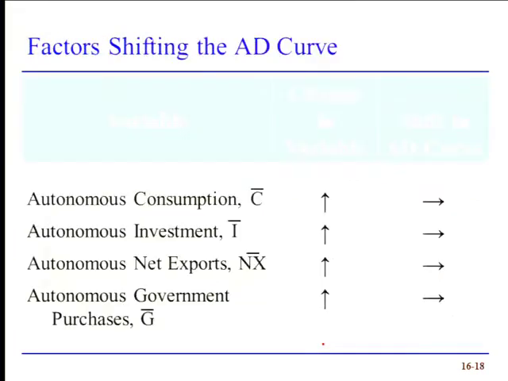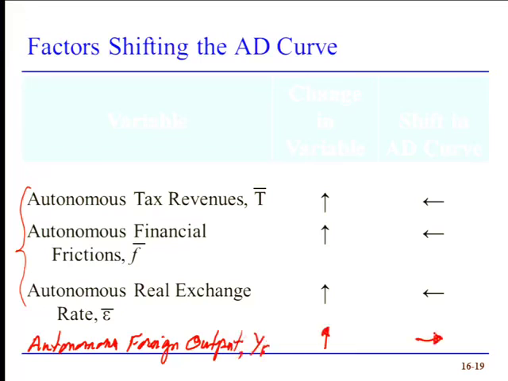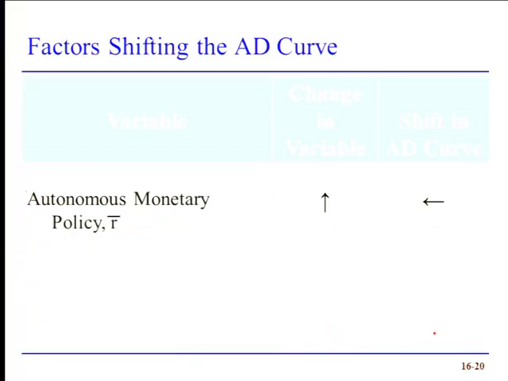Okay, what causes the aggregate demand curve to shift? Well, here are four spending variables: consumption, investment, net exports, and government purchases, all of our autonomous spending. Increases in any of those shift the AD curve to the right. Here are some of our other issues: autonomous taxes, autonomous financial frictions, the autonomous real exchange rate. Increases in any of those would shift the aggregate demand curve to the left. And again, I should put in here autonomous foreign income. In this case, an increase will lead to a rightward shift of the aggregate demand curve. And also, monetary policy can shift the aggregate demand curve as well.